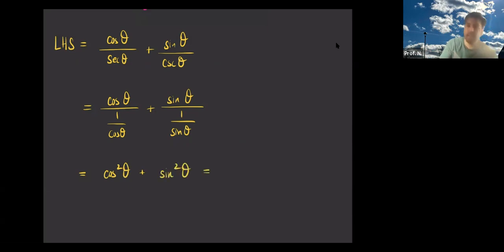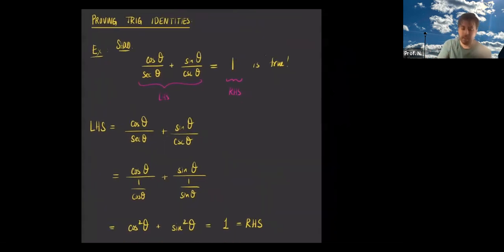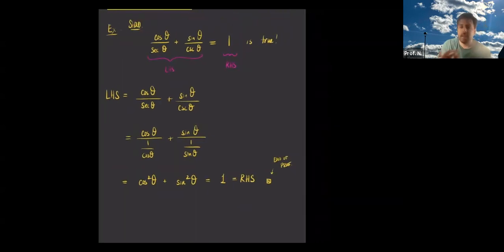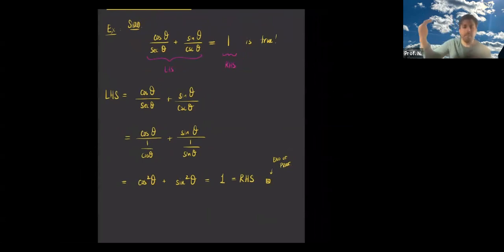But wait a minute, this appears again. What's cosine squared theta plus sine squared theta? What is that? 1. And what is 1? It's the right-hand side of the equation. So I just showed that the left-hand side of the equation, which we started with, equals the right-hand side. So then we say we're done. This little box means the end of proof. So we just showed that the left-hand side equals the right-hand side. This is the next step after simplifying trig expressions. So we're going to be continuing this next time.